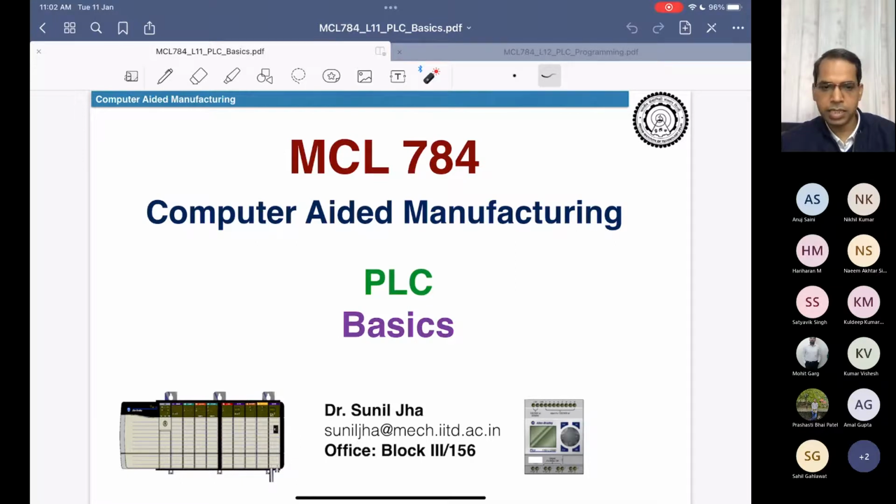So we will be starting discussion on the PLC today, and at least I will give you some input and understanding on what exactly the PLC is and how to do a basic programming on that. And then subsequently in today's lab, you will be able to get some experience of doing a programming on it.